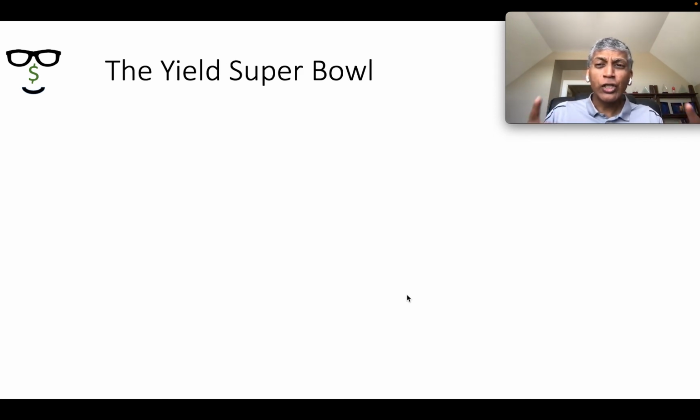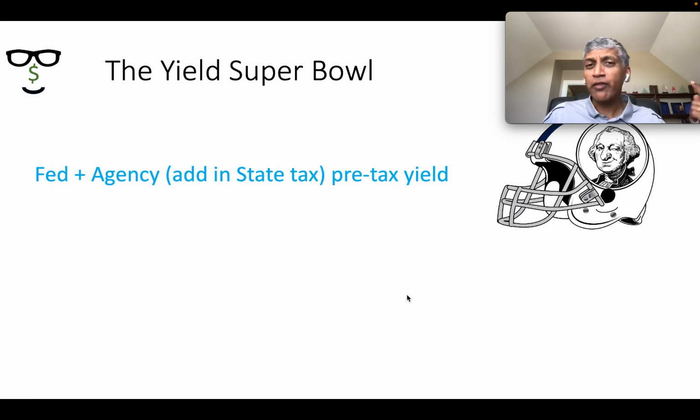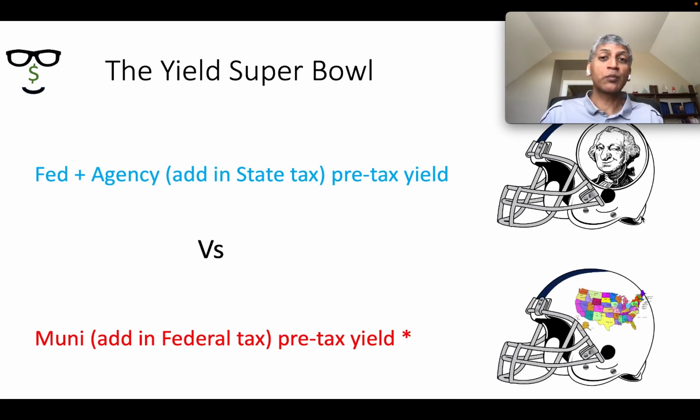Introducing the Yield Super Bowl. This is no ordinary event. In the blue corner, we have the treasury and the agency bonds. The treasury bonds and the agency bonds have been bumped up by state tax so we can get the pre-tax yield. And that is on one side, and they have George Washington on their side, and they will be playing against, in the red corner, none other than the municipal bonds, the AAA, the AA, and the A, all playing together. And in their case, we're going to bump up their yield by our current plug number of 20%, so we can understand how those two fare against each other. Let's get going.